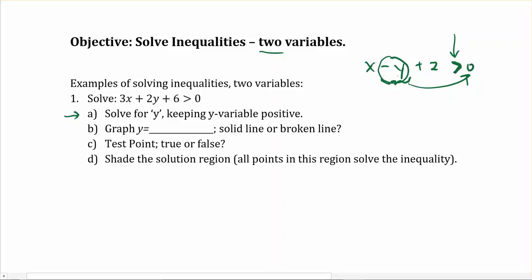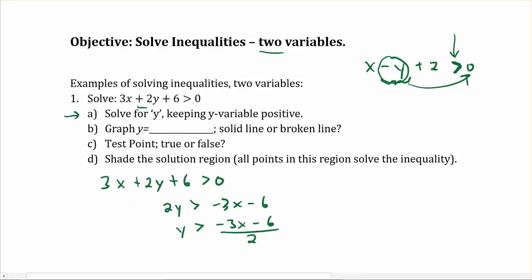Okay. So in this case, though, we've got 3x plus 2y plus 6 is greater than 0. It's already positive, so I'm just going to solve this like I normally would. So this would end up being 2y is greater than negative 3x minus 6. And then I divide everything by 2, so we'd end up with y is greater than negative 3x minus 6 all over 2.